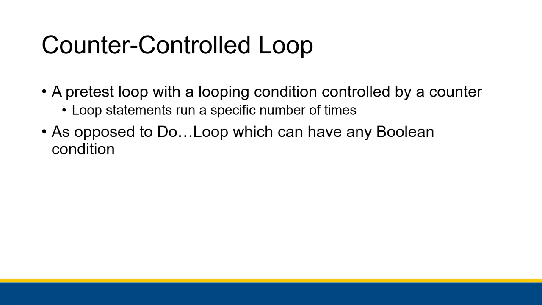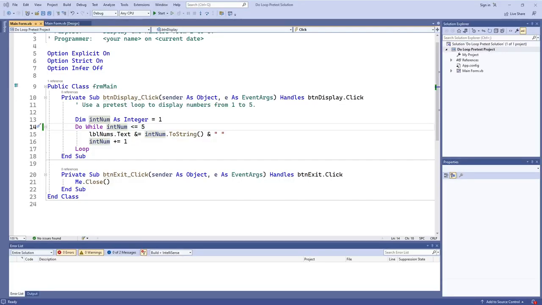It could also be post test or pre test. It could have any condition. It could be while or until, anything like that. You have a lot more freedom with a do loop, but a counter-controlled loop specifically is controlled by that counter.